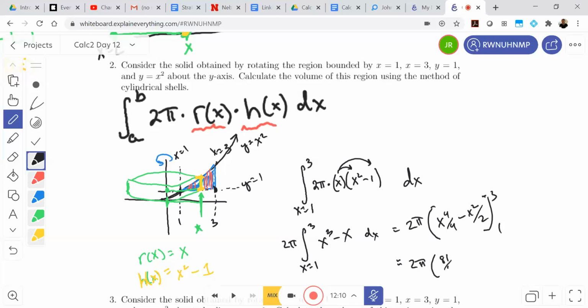So that's 81 over 4 minus 9 over 2 minus 1/4 minus 1/2. And of course, I should have parentheses around all of that because 2 pi is being multiplied by all of that. So whatever that simplifies down to, that would end up being our actual area, or I should say our actual volume of this problem.